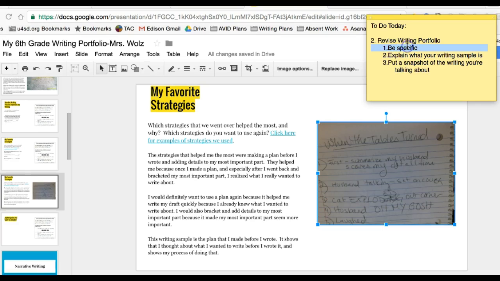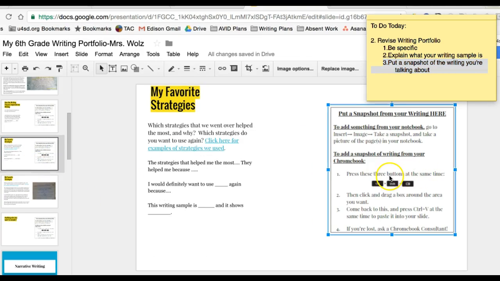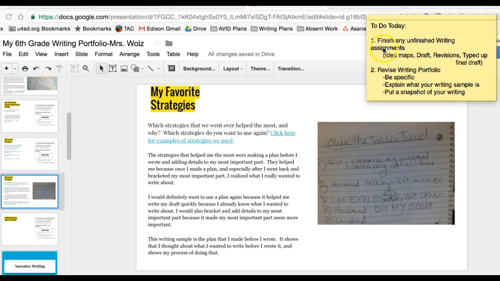For revising your writing portfolio today, remember to be specific in your answers, explain what your writing sample is, and then actually put that writing sample in with a snapshot of the writing you're talking about. Remember, every slide has directions for how to insert an image, so you should know how to do that. Okay? So right now, I just want you to think about what it is that you need to do first.